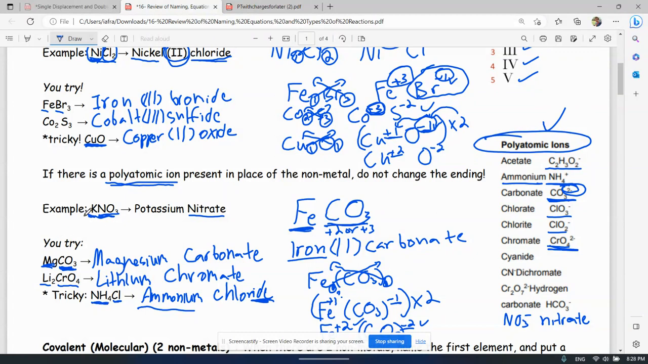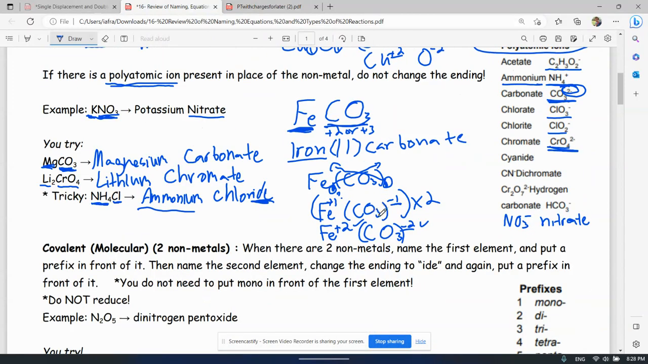All you do is you name the metal and you name the polyatomic ion. You don't even change its ending. These are the easiest ones to name. Sometimes, though, you will have a metal with more than one charge. You have to do the reverse crisscross to find the charge of that metal. Just make sure your polyatomic ions are in brackets so you don't destroy the polyatomic ion by moving its subscript from the atom. You want to make sure you choose the number that's outside the bracket there.